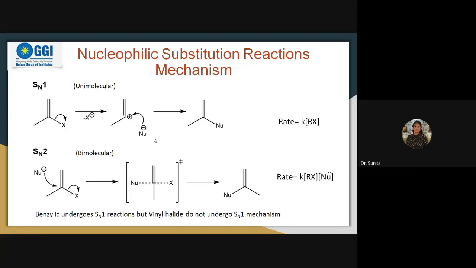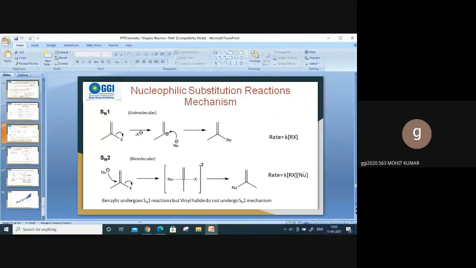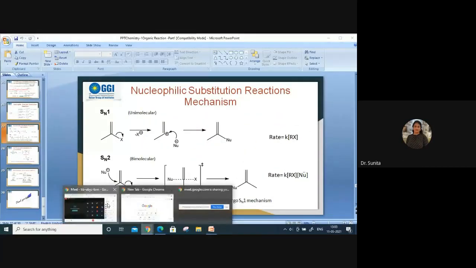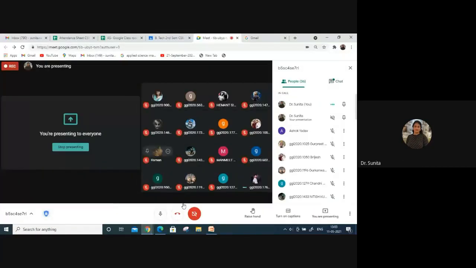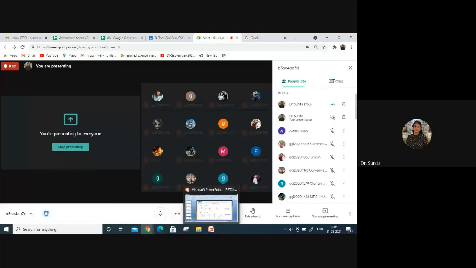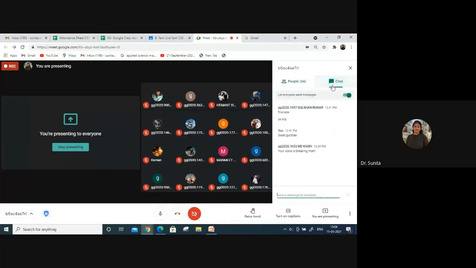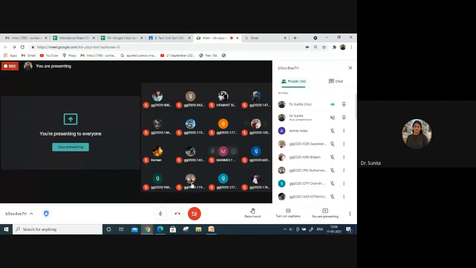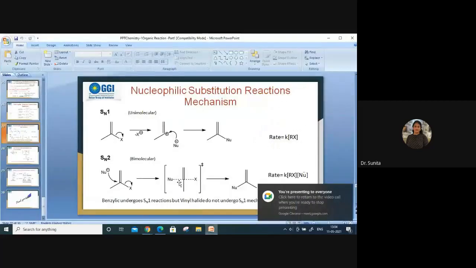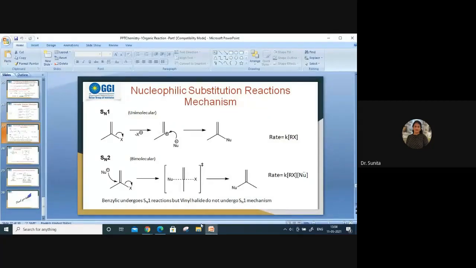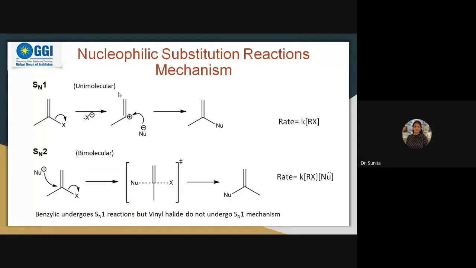Now, in how many steps is this reaction taking place, students? Yes, this reaction is taking place in 2 steps. There was a question from the chat box. I can see voice. Now it's clear. My voice is clear to all of you. So you can see this reaction is taking place in 2 steps.